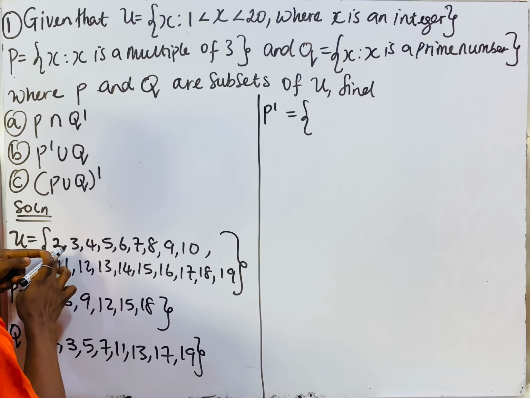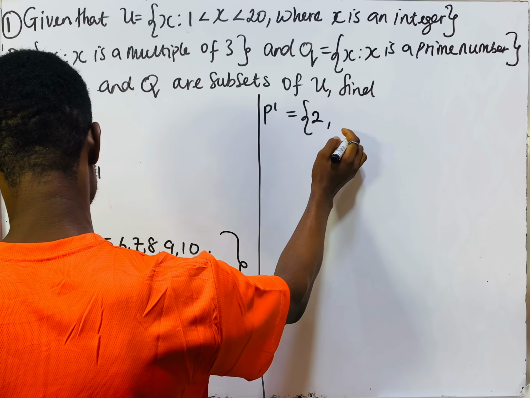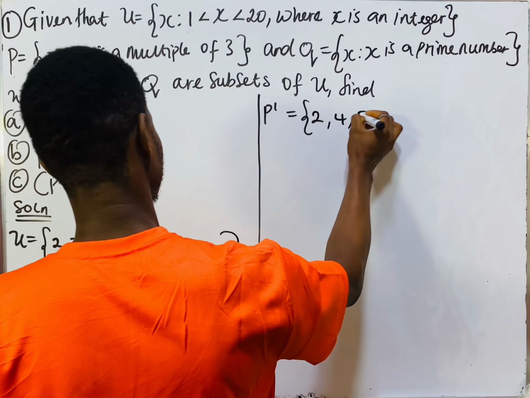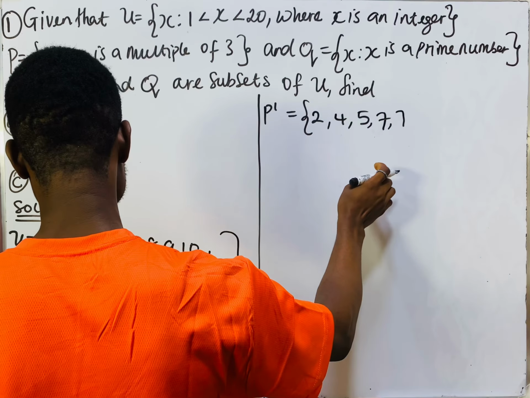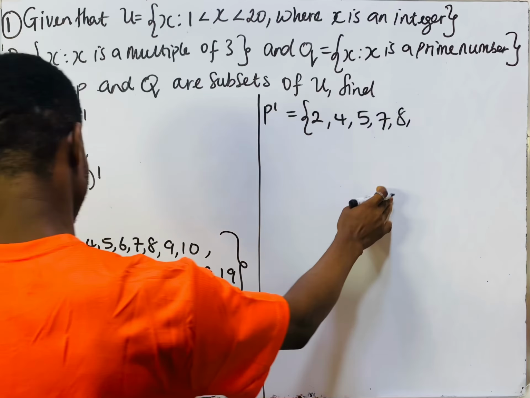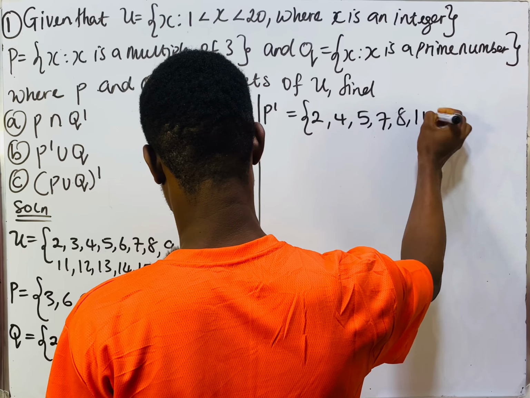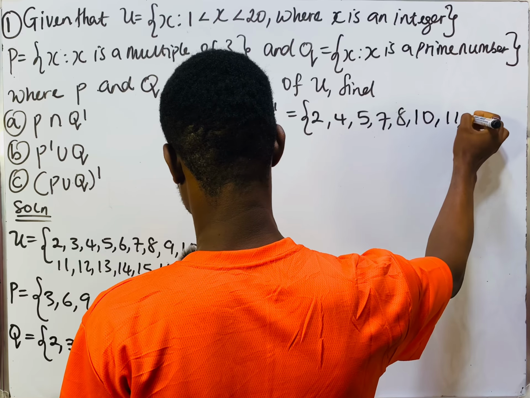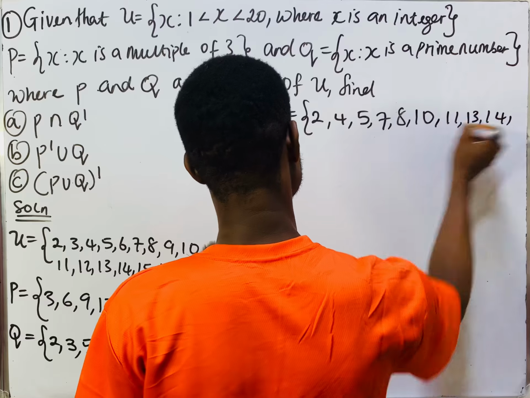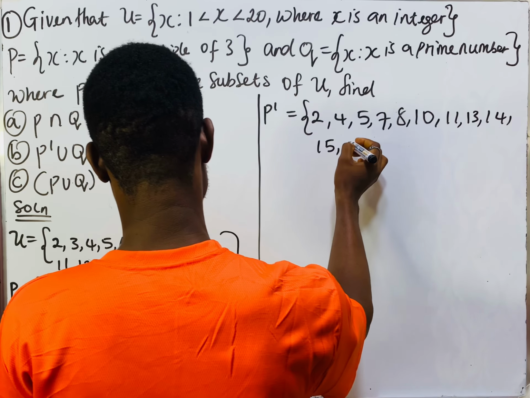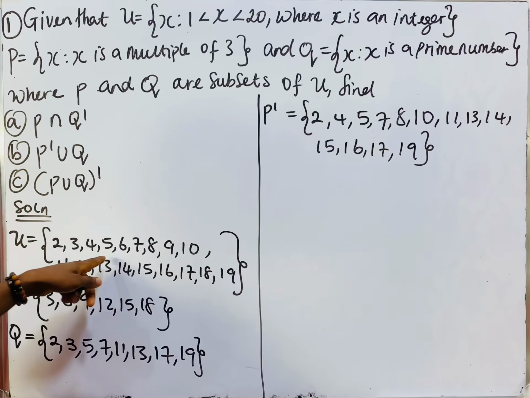So let's go. 2 is in the universal set, but it's not here, so we skip. 3 is here. 4 is here. 5, 6, 7, 8. 9 is also here. 10, 11, 12 is here. 13, 14, 15, 16, 17, and 19. So this is P prime. What is in the universal set that is not here?